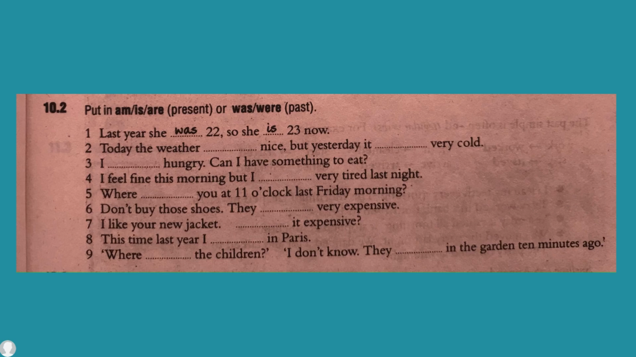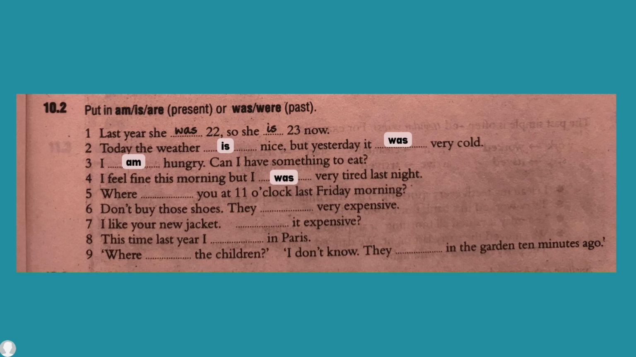Okay, in this one you have to put am, is, are, which is the present form, or was, were, which is the past form. So the first one, last year she was 22, so she is 23 now. Next one, today the weather is nice, but yesterday it was very cold. I am hungry. Can I have something to eat? Fourth one, I feel fine this morning, but I was very tired last night.